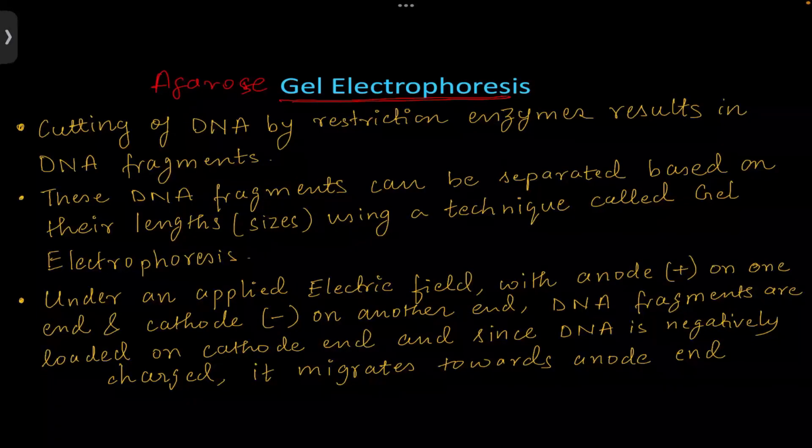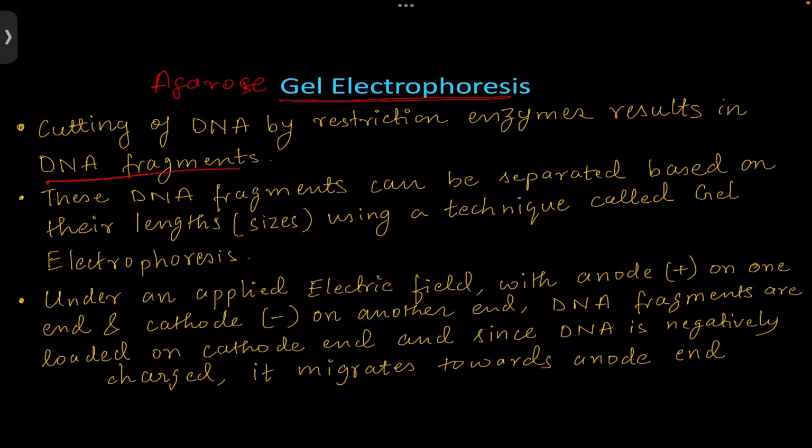So you need to visualize those cut DNA fragments. How will you do that? For doing that, you need to first separate them from each other. And how should the separation happen? It should happen based on their lengths. Meaning the smallest DNA fragment should come at one end, the largest should come at the other end. So for doing this kind of sorting of the DNA fragments based on their length, you need a technique that is called gel electrophoresis.